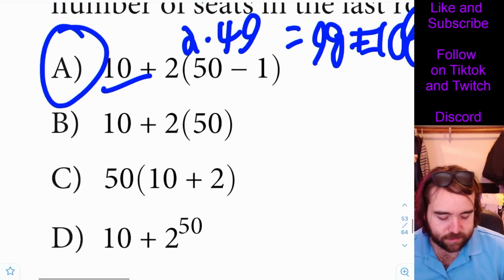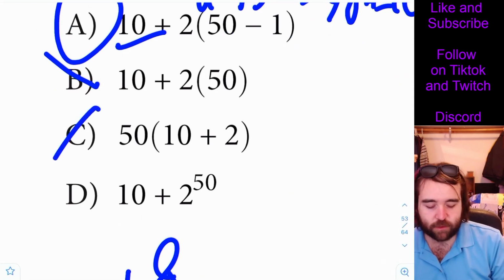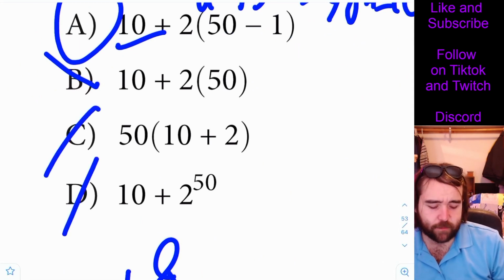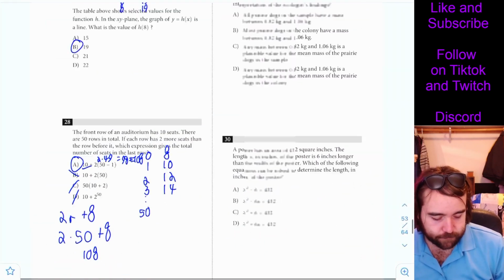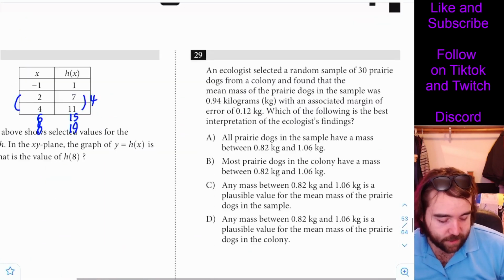You could glance through the rest of these and see that they're not 108. That's 110. This is 50 times 12. That's 600. This is 10 plus 2 to the 50th. That's massive. So, A. Yeah, you just got to think about it.